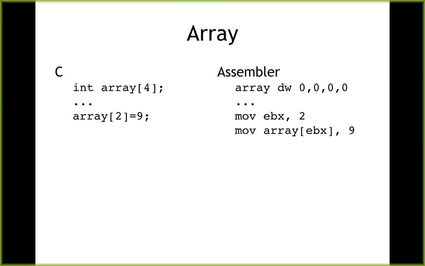Here's an array. I'm going to define an array with 4 words, 4 characters, and set the second one to 9. So here's how you do it in assembler. You define words and put in 4 zeros, and then you put a 2 in EBX, and then move array plus EBX, 9. I don't think you're allowed to put the 2 here directly because that instruction just doesn't exist. That's why you have to go through this 2-step process of first putting it in EBX.